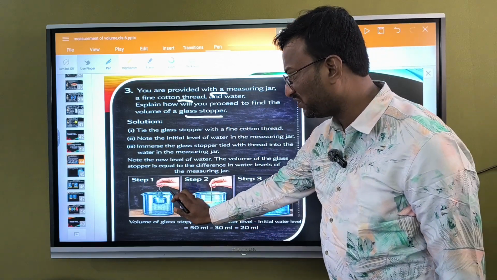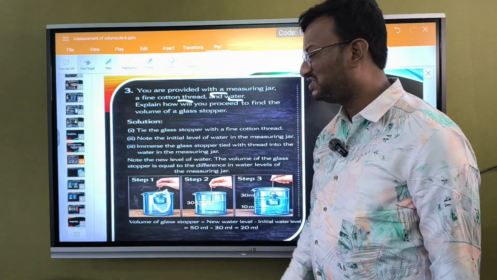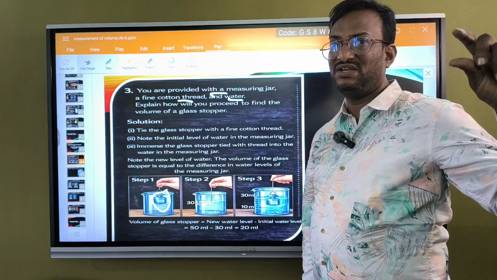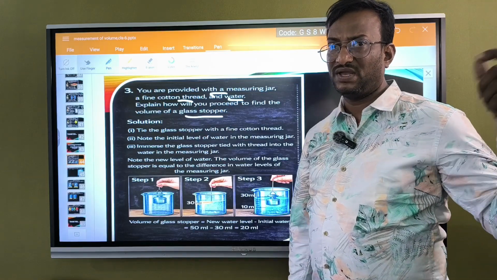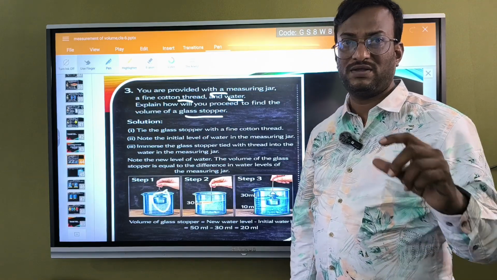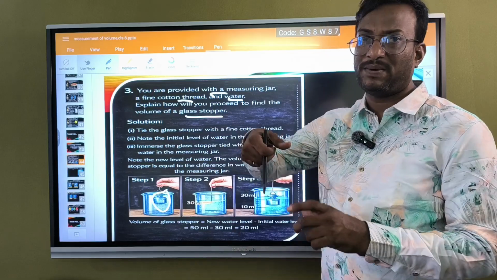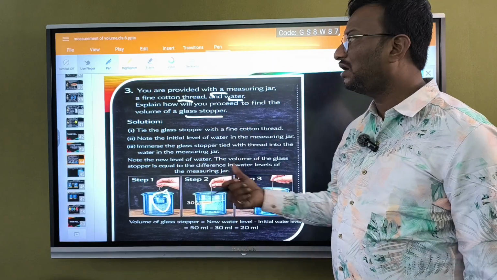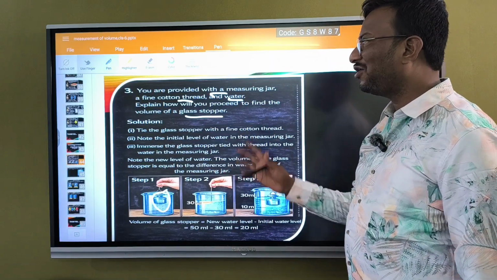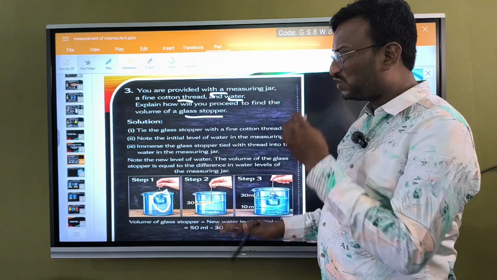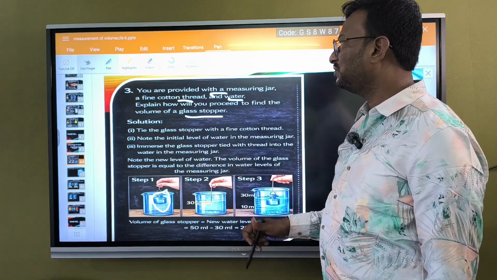There is a glass, this one we call it a glass stopper. It is just like the whistle for your pressure cooker. Glass stopper means to close the glass. That is called a glass stopper. So we have been provided these things. How are we going to measure? First, what do we have to do?